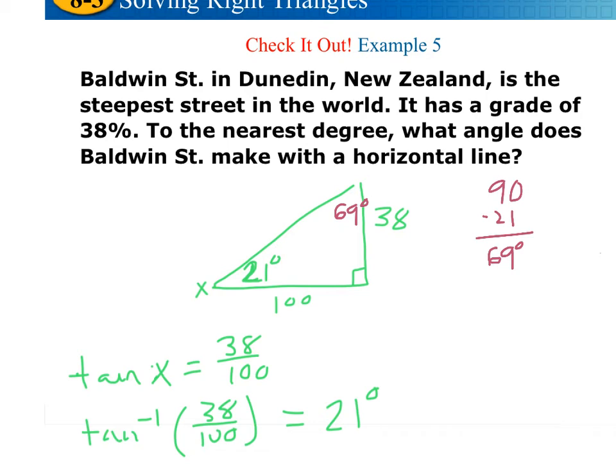And then how could we find the missing side length here? Pythagorean theorem. We could do Pythagorean theorem, we could do the cosine, we could do the sine, we could do just about anything. So there's multiple ways we can find that missing angle, that missing side.